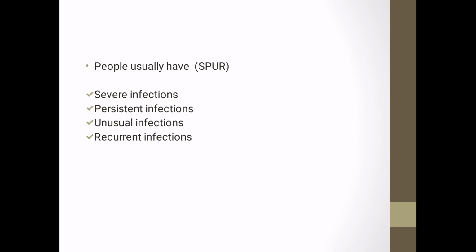Persistent infection. If there is persistent infection, we have to put in mind immunodeficiency. And unusual infection, like pneumocystis carinii, and recurrent infections. So if a patient has severe, persistent, unusual or recurrent infection, we have to put immunodeficiency in the differential diagnosis of these infections, okay, or in this case.